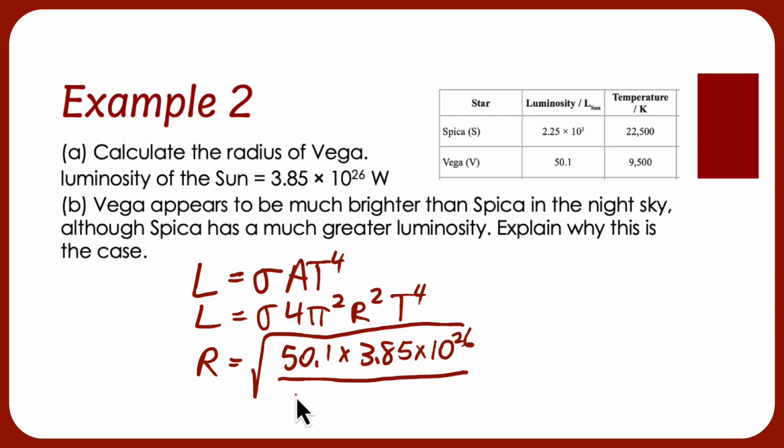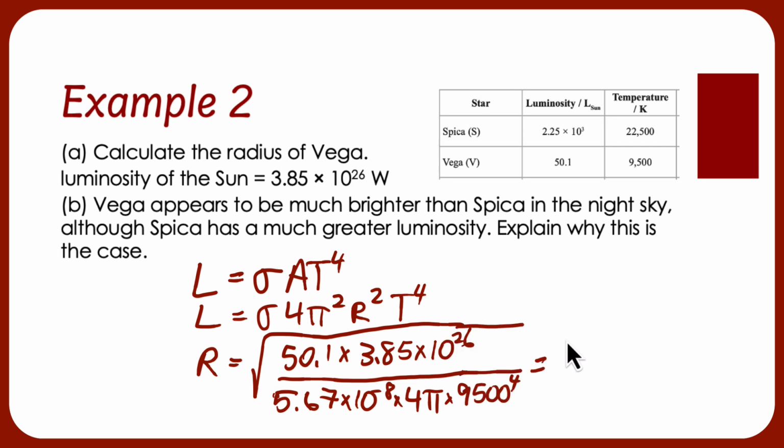On the bottom, I'm going to have sigma, which is 5.67 times 10 to the minus 8. That value is in our data booklet. Times 4 pi times the temperature to the power 4. And for Vega, let's make sure we get the right one, 9,500 to the power 4. If I pick up my handy-dandy calculator, I get 1.8 times 10 to the power 9 meters.